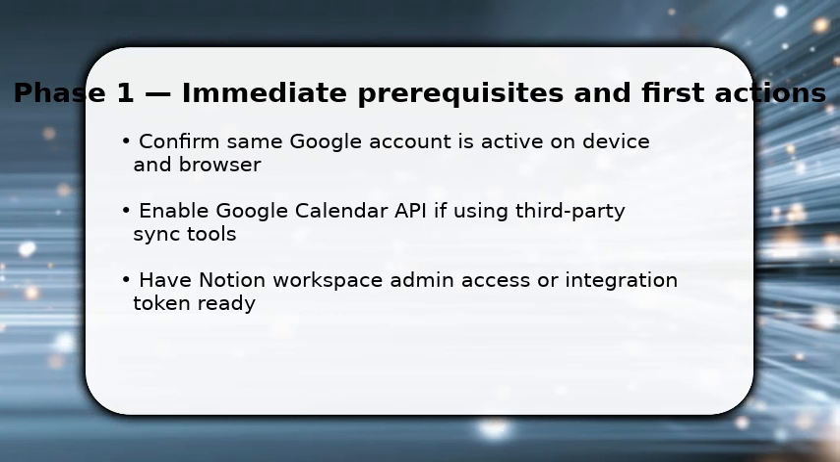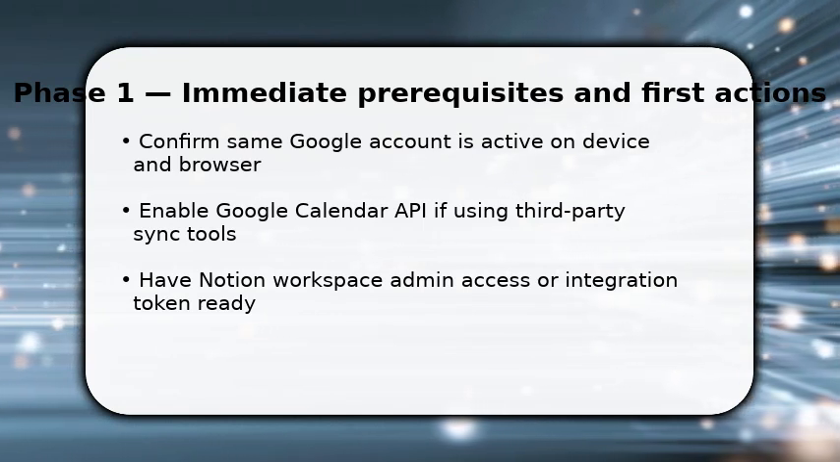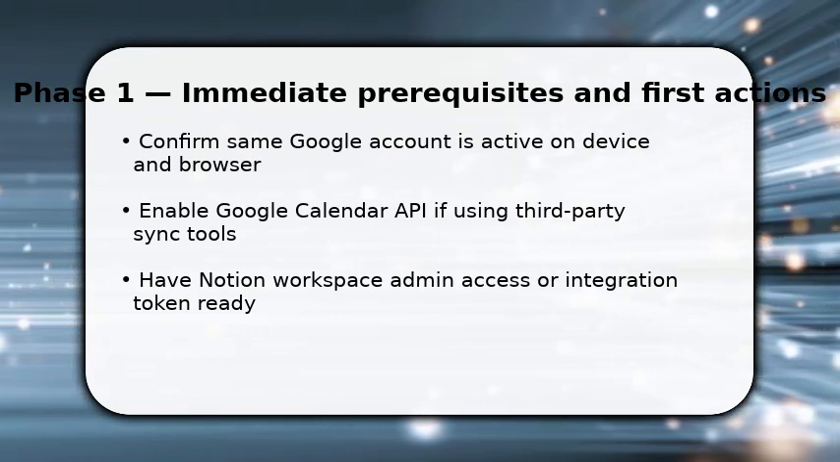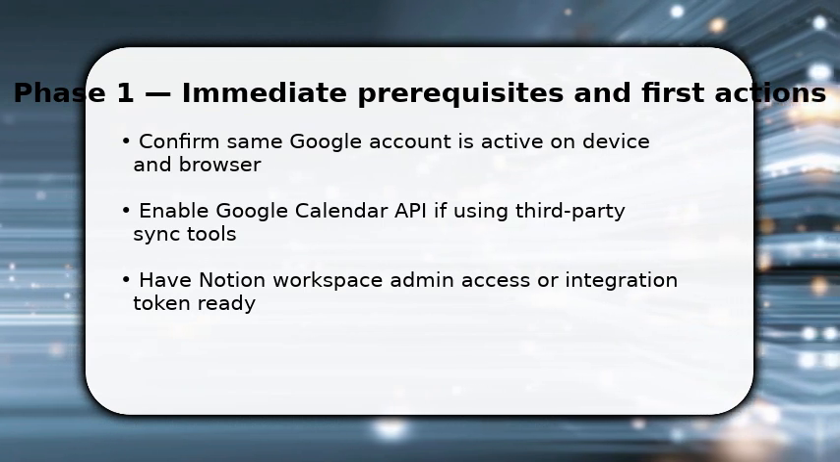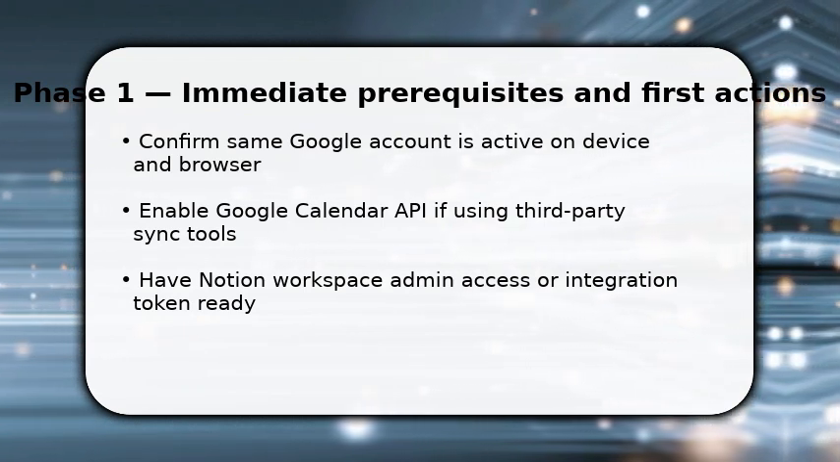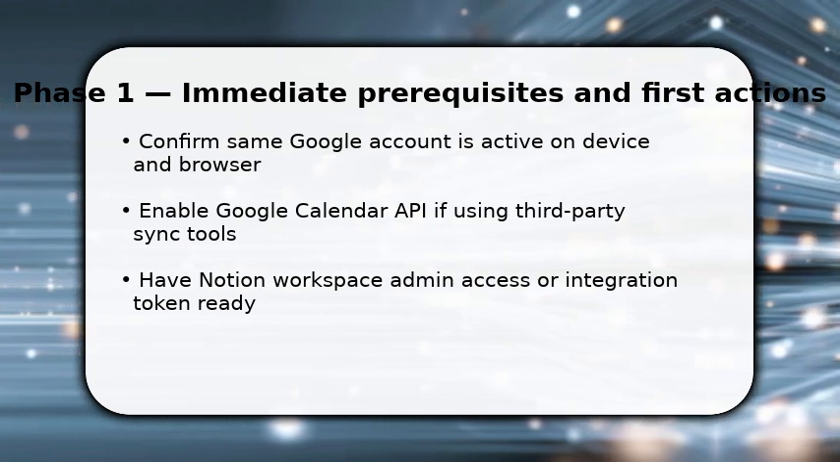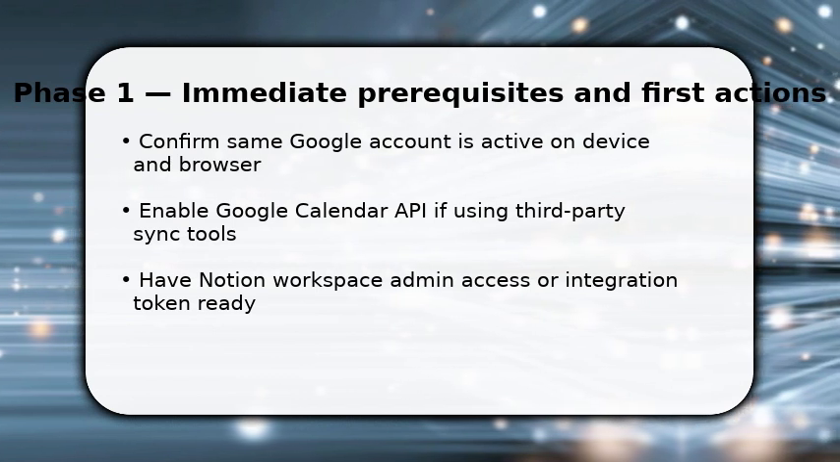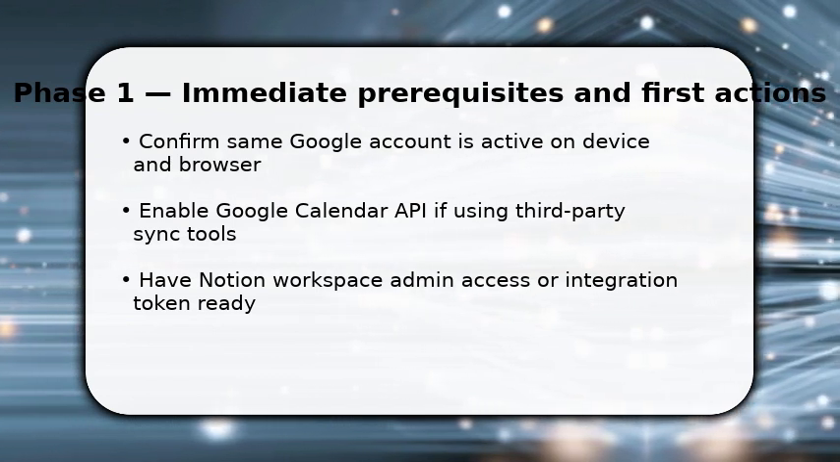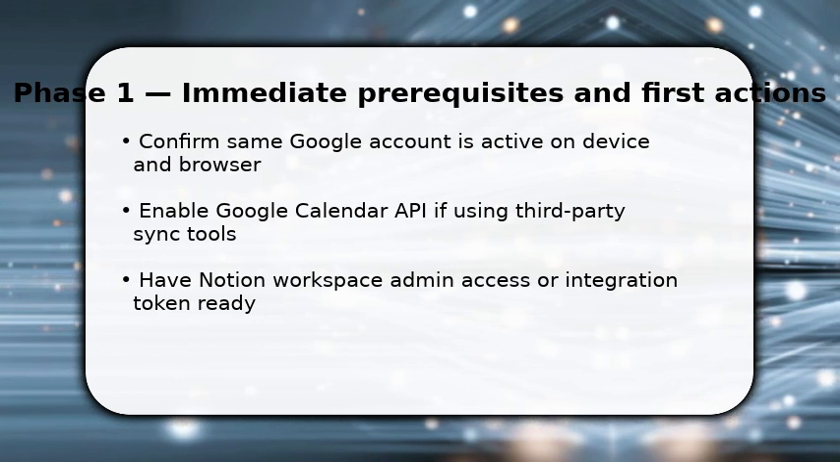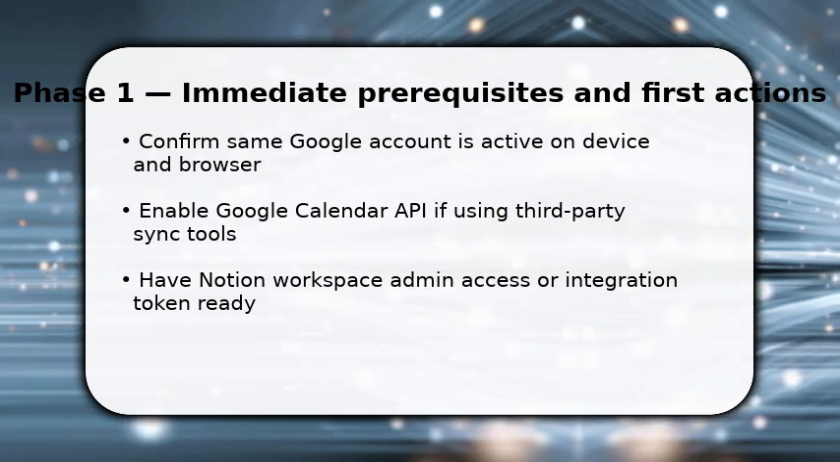You start by confirming accounts and permissions. Make sure your Google account is signed in and your Notion workspace allows integrations. Once done, enable the Google Calendar API only if a third-party sync service requires it, and generate an integration token or OAuth consent in Notion. You do this because tokens let Notion read or write calendar events safely.